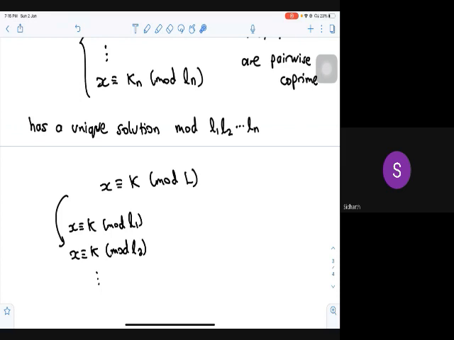So now we'll look into some problems, some application problems. So everything clear up to here? Does anyone have any doubts? No.